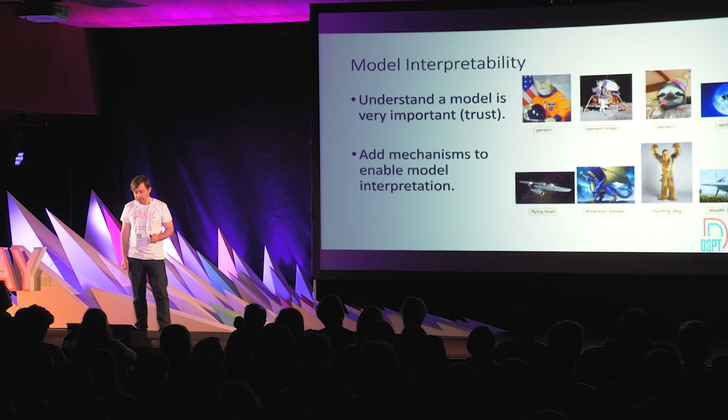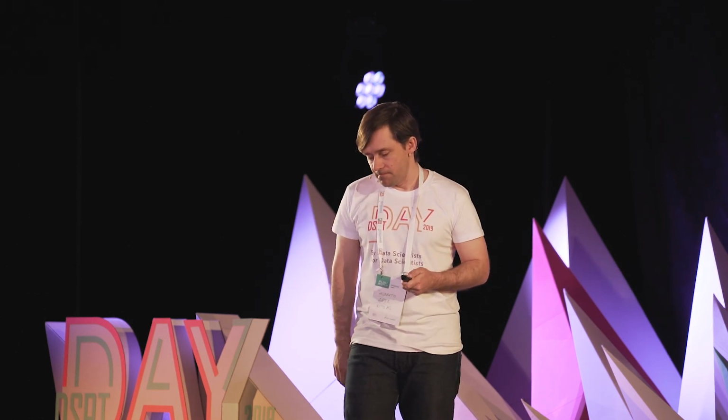And the last one, model interpretability, right? I mentioned it before, but understanding the model is very, very important. It's a matter of trust in your model, because how can you trust a black box that just predicts something for you, right? Understanding the model can increase that trust and make it easier to implement in a real-world problem, to solve a real-world problem.